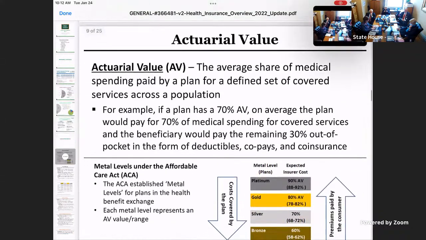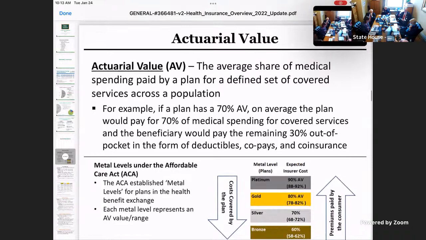So we're going to talk about some insurance basics. Do you want to talk about actuarial value or do you want me to?